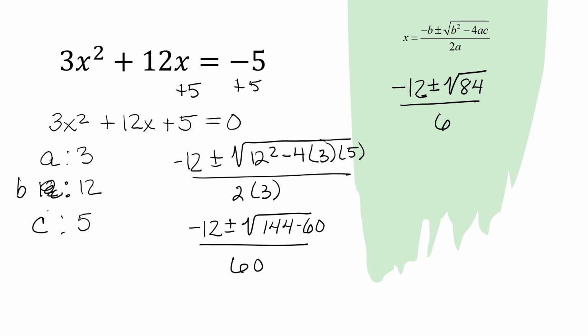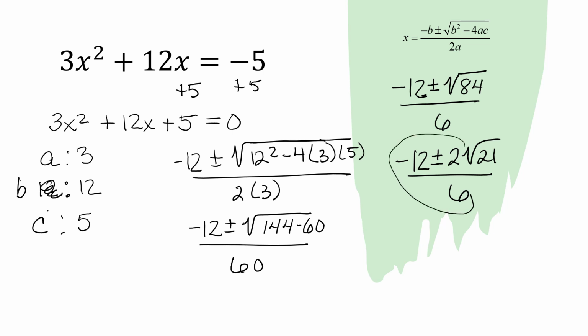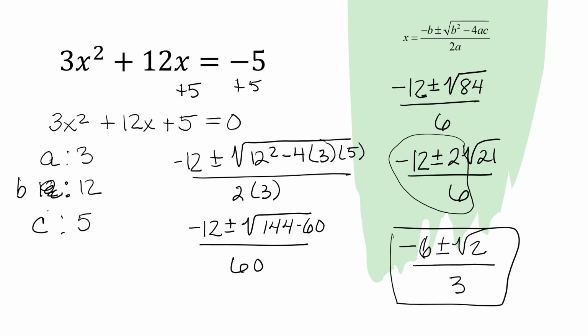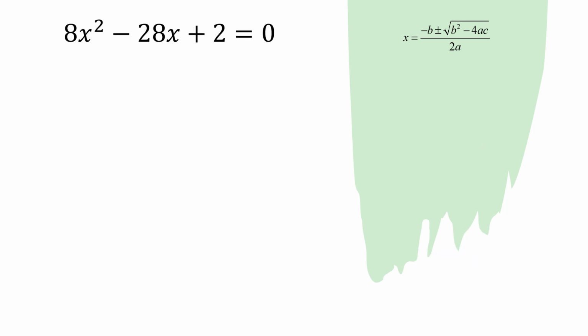So when we simplify the square root of 84, we have negative 12 plus or minus 2 root 21 over 6. So since all three of these have a common factor, we can simplify these to be negative 6, 2 goes into all of them, plus or minus the square root of 21 over 3. There's our final answer. All right, the next one, 8x squared minus 28x plus 2 equals 0.